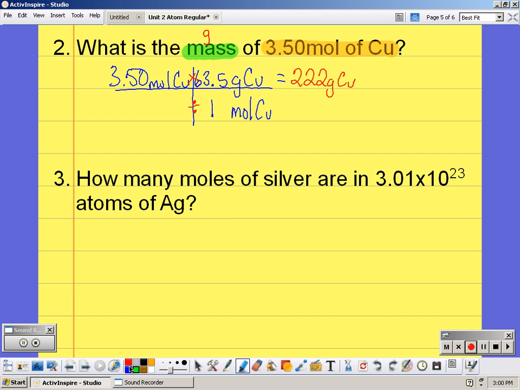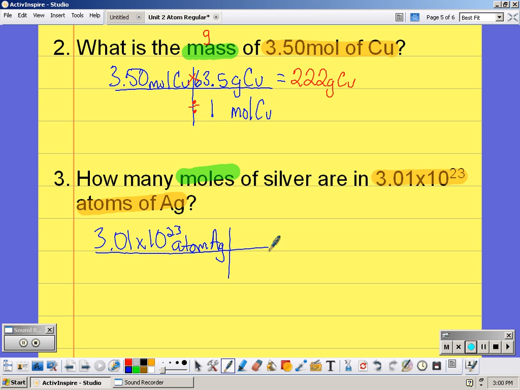In number 3, we're given atoms of silver, and we're looking for moles of silver. So we would start with our given, 3.01 times 10 to the 23rd. It's the given number. We need the unit and the substance. Our given unit is atom, so we put that on the bottom along with our substance silver. We're looking for mole, so we'd put that on the top. Well, 1 always goes with mole. Avogadro's number goes with atom, so 6.022 times 10 to the 23rd.